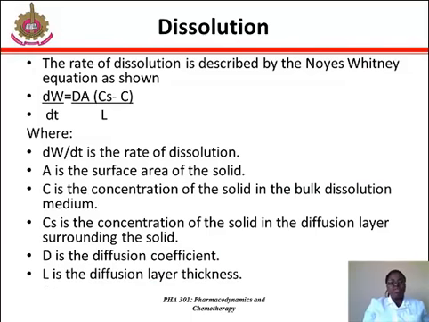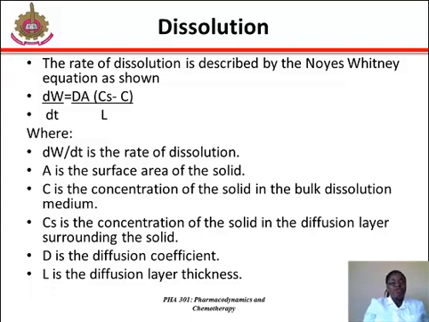The rate of dissolution is a key target for controlling the duration of a drug's effect, and as such, several dosage forms that contain the same active ingredient may be available, differing only in the rate of dissolution. The rate of dissolution is described by the Noyes-Whitney equation as shown on your screen.